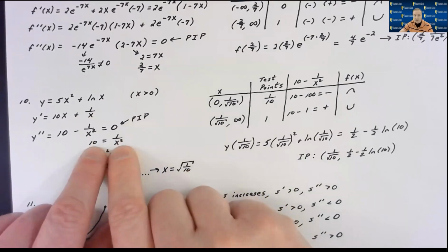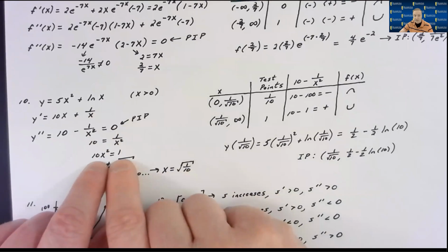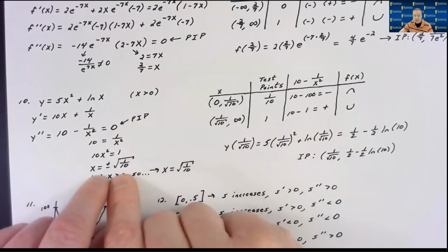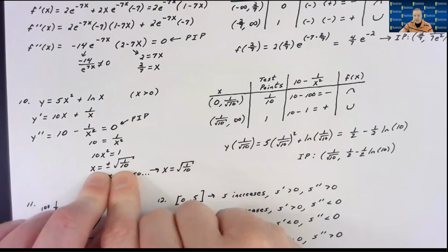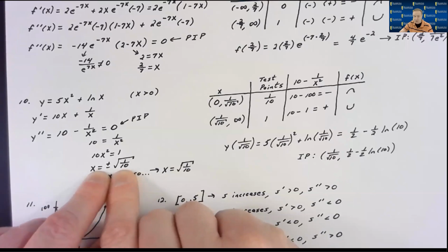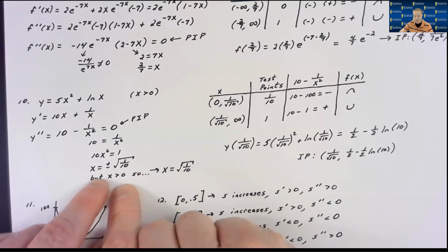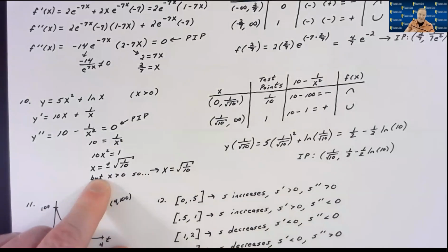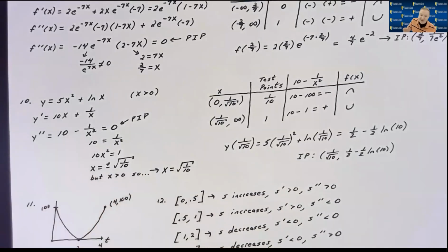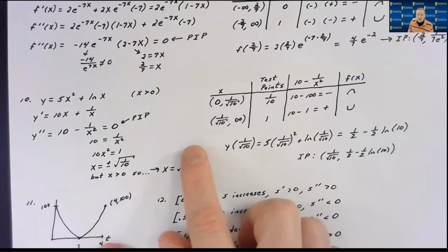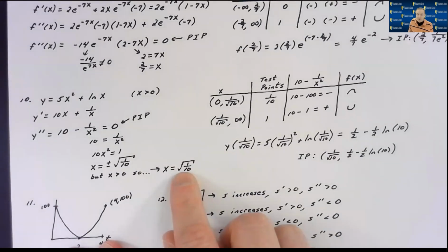We can say, well, let's multiply by x squared on both sides. Then I would divide by 10 on both sides, and I would get x squared is equal to 1/10. So x is equal to the positive or negative square root of 1/10. But, and I didn't mean for my voice to crack there, we know the x value has to be greater than 0 because we have logarithms in the original problem. So that negative possible inflection point, I have to ignore it. So you say the only possible inflection point is the positive square root of 1/10.